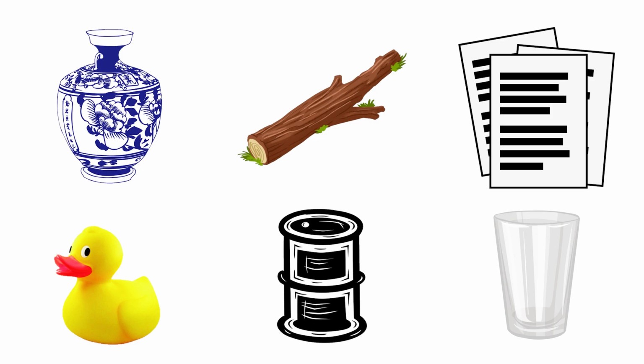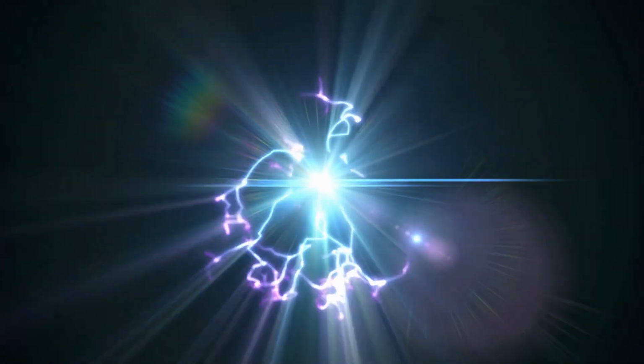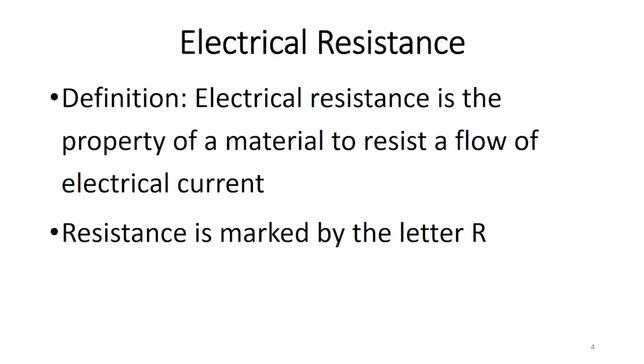Other materials have very few free electrons and they block current flow. These materials are called insulators. Other materials have high resistance to current flow but still allow current to flow through them. Definition: electrical resistance is the property of a material to resist a flow of electrical current. Resistance is marked by the letter R.